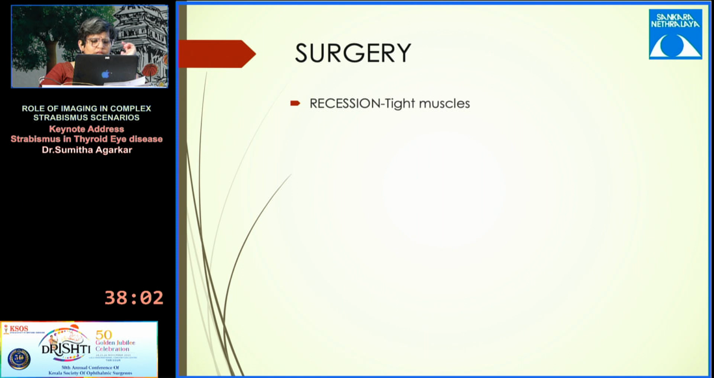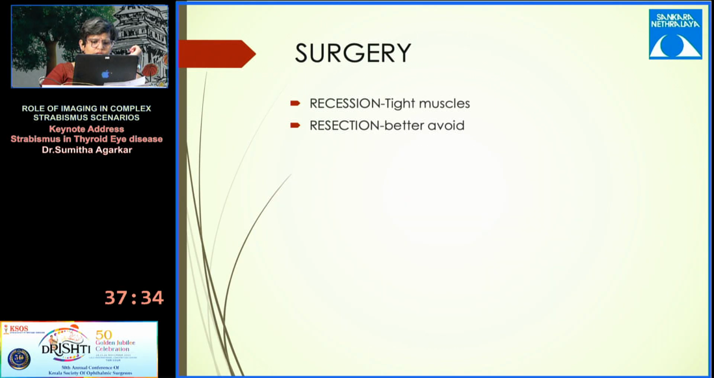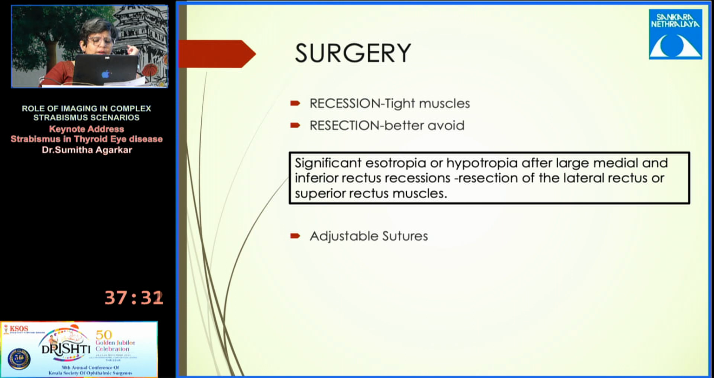So the most common surgery which we do is recession of the tight muscle. Resections are better avoided, but I just found an article published in 2017 where, as a second procedure, if you have residual deviation, you can plan small resections, and they have reported good results, although the N is just 10. Probably as a second procedure, or for a small residual angle in symptomatic patients, you can look at resections also.